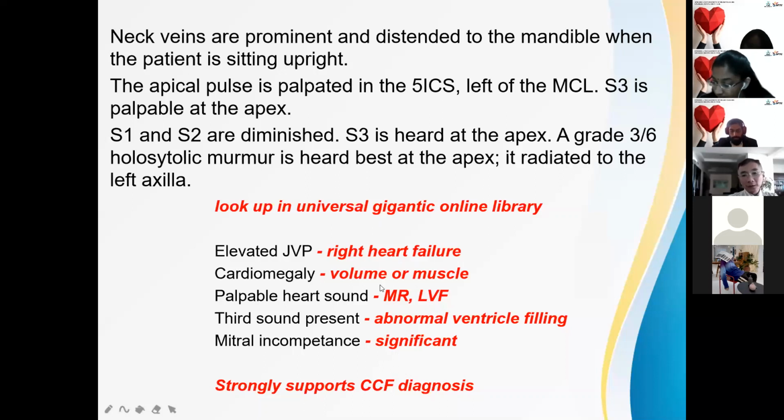So this is what you have, and all these physical findings strongly support the diagnosis of heart failure, both left and right. Now, I put this up, look up in the universal gigantic online library.